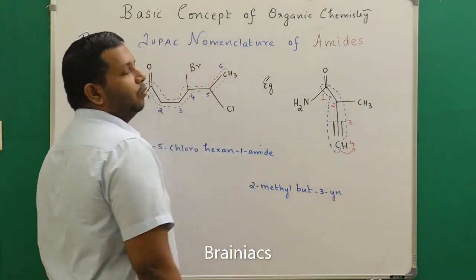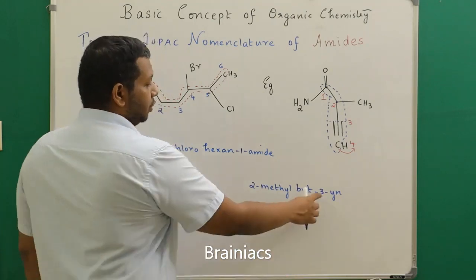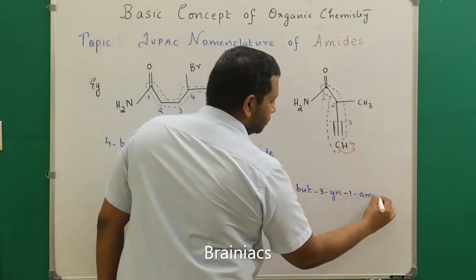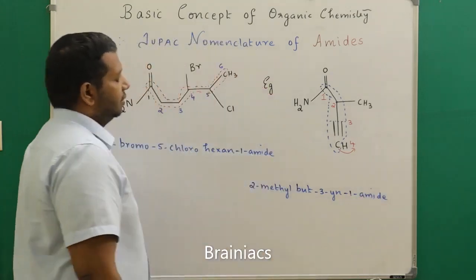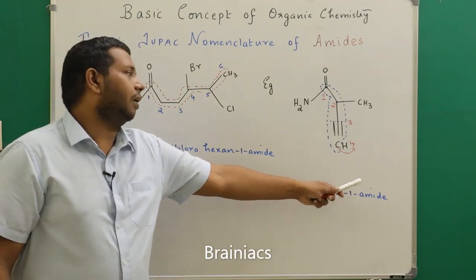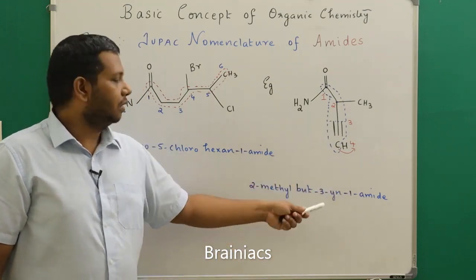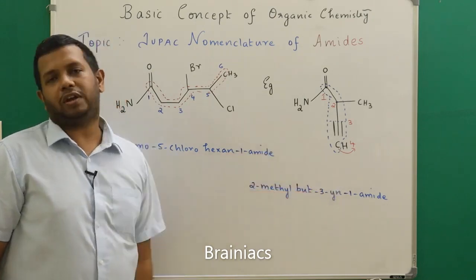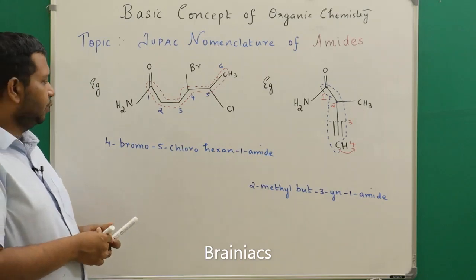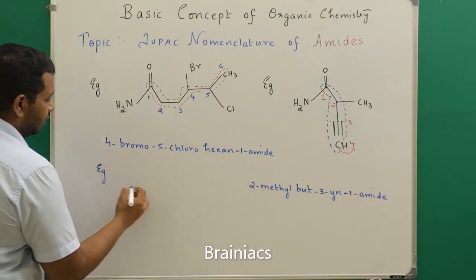I cannot put e. Why? Because there is a secondary suffix, a functional group. So but-3-yn, and at first position 1, I can say amide. So this is the answer: 2-methyl but-3-yn 1 amide. If it is a double bond, we say but-3-en. If it is a triple bond, we use yn, 1 amide. Okay. So we will do one more example and wind it up. The next example, try to do this one.